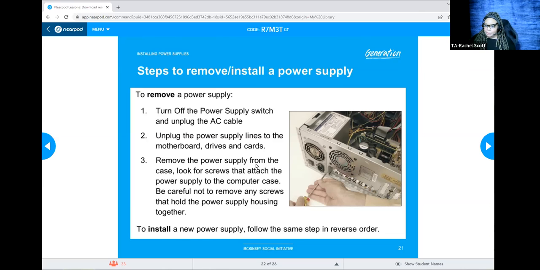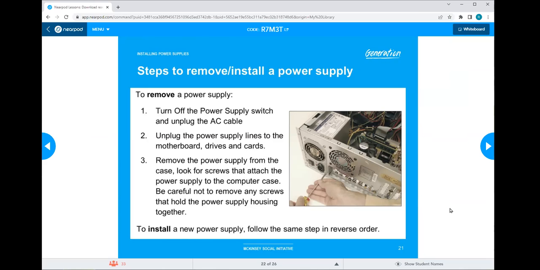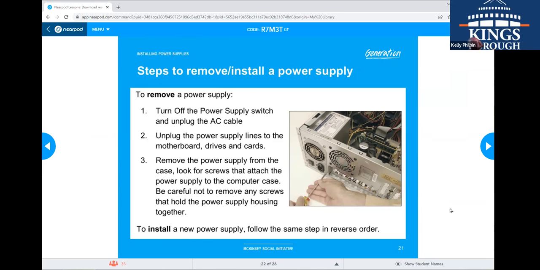Any questions about that? I got one. What's something we might want to add to step one? That's a good question. Hold the power button down. Here we go. Very good. Because when we hold it down for 5 seconds, what happens? Telling the system to stop what you're doing. And it gets rid of the residual electricity.